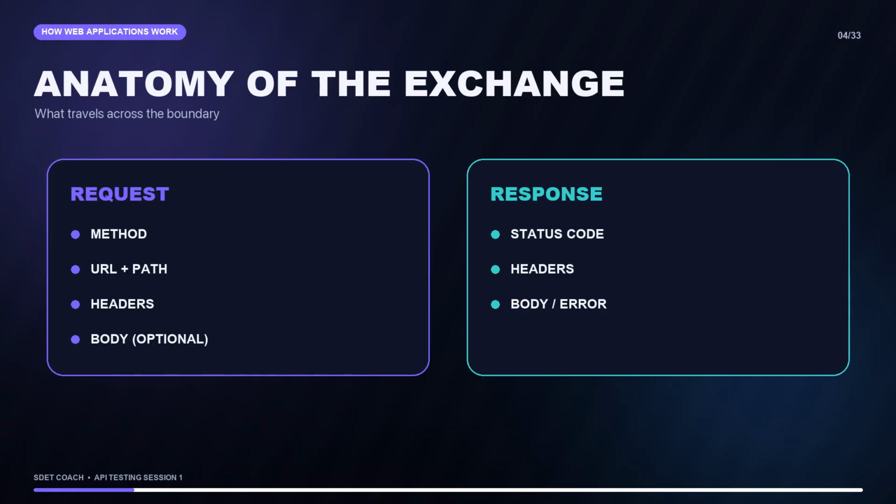The response has its own three areas. The status code gives the high-level outcome. 200 means the request succeeded. 400 and 500 families describe different classes of failure. Response headers tell the client how to interpret and cache the response and may expose important security behavior. The response body contains the returned data or an error object.